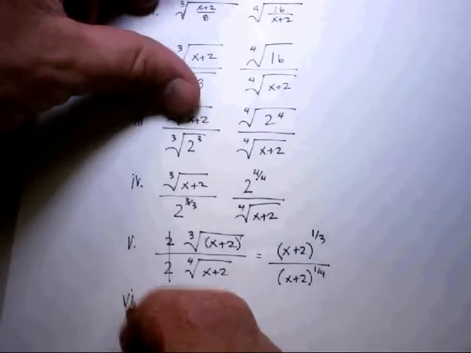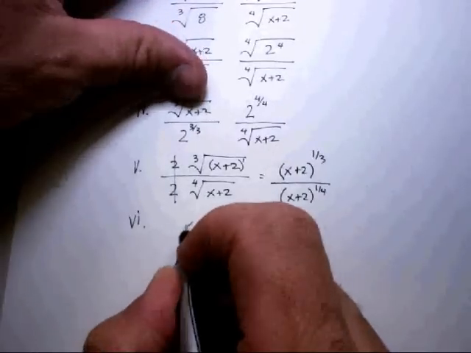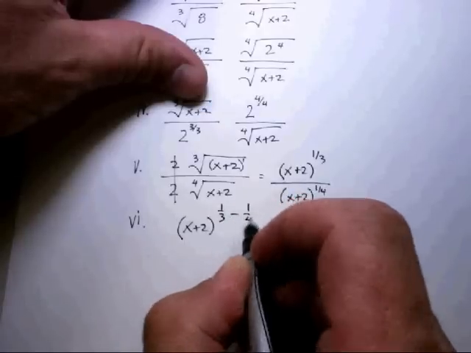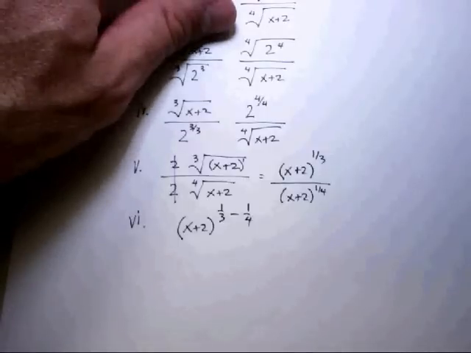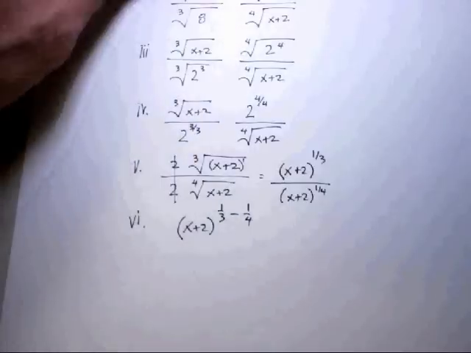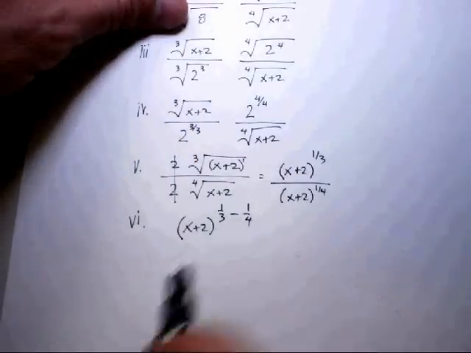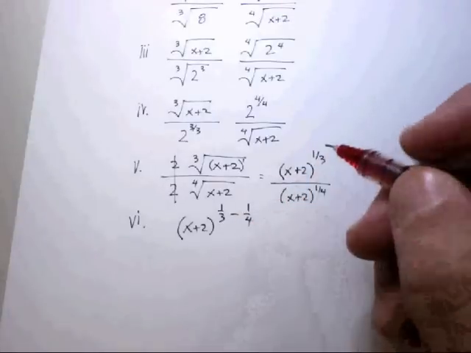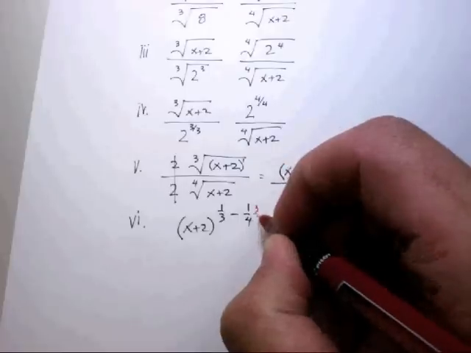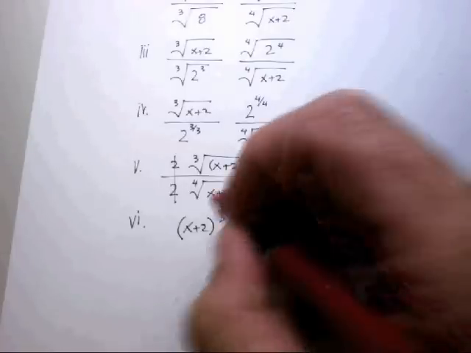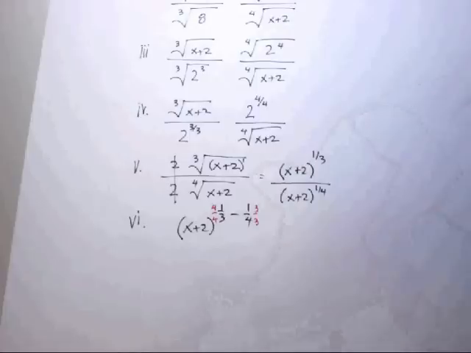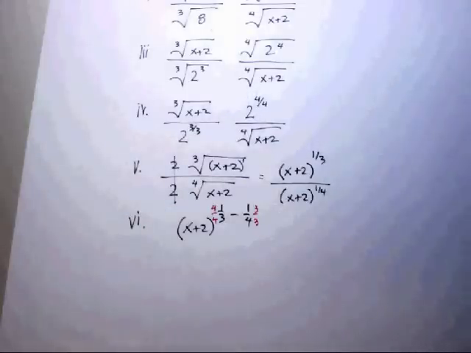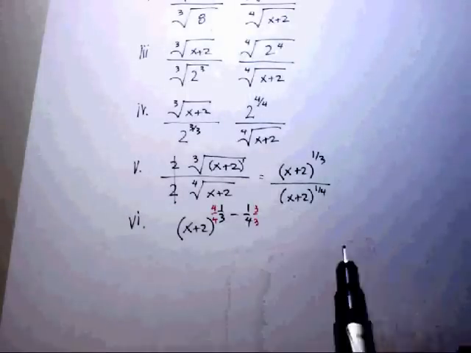So, in my sixth step, I'm going to write this: x plus 2 to the 1/3 minus 1/4. I can do that because, again, my bases are the same. Now, to subtract 1/3 minus 1/4, I need to get a common denominator. The common denominator here is 12. So I'm going to multiply this by 3 over 3, and I'm going to multiply this fraction by 4 over 4. Remember, multiplying by 1 doesn't change anything, but it certainly can change the appearance, even though the quantity remains the same.